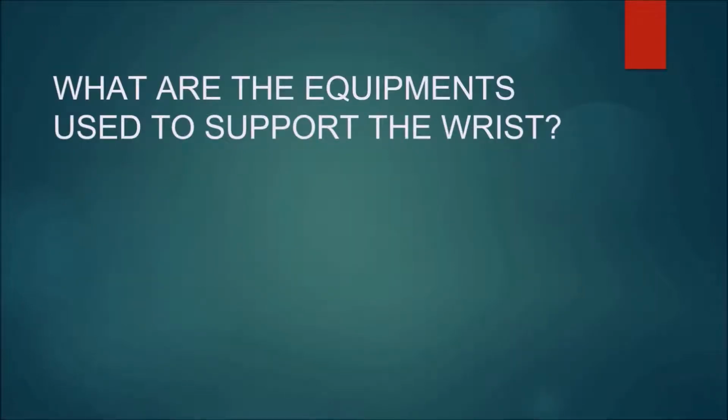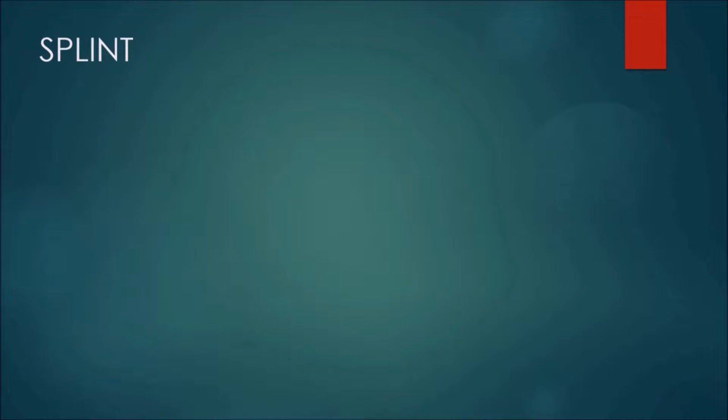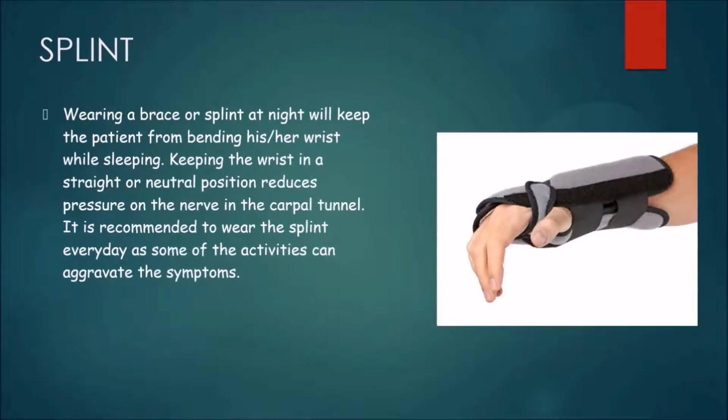There are 2 equipments used to support the wrist, which are splint and rock tapes. Splint. Wearing a brace or splint at night will keep the patient from bending his or her wrist while sleeping. Keeping the wrist in a straight or neutral position reduces pressure on the nerve in the carpal tunnel. It is recommended to wear the splint every day as some of the activities can aggravate the symptoms.